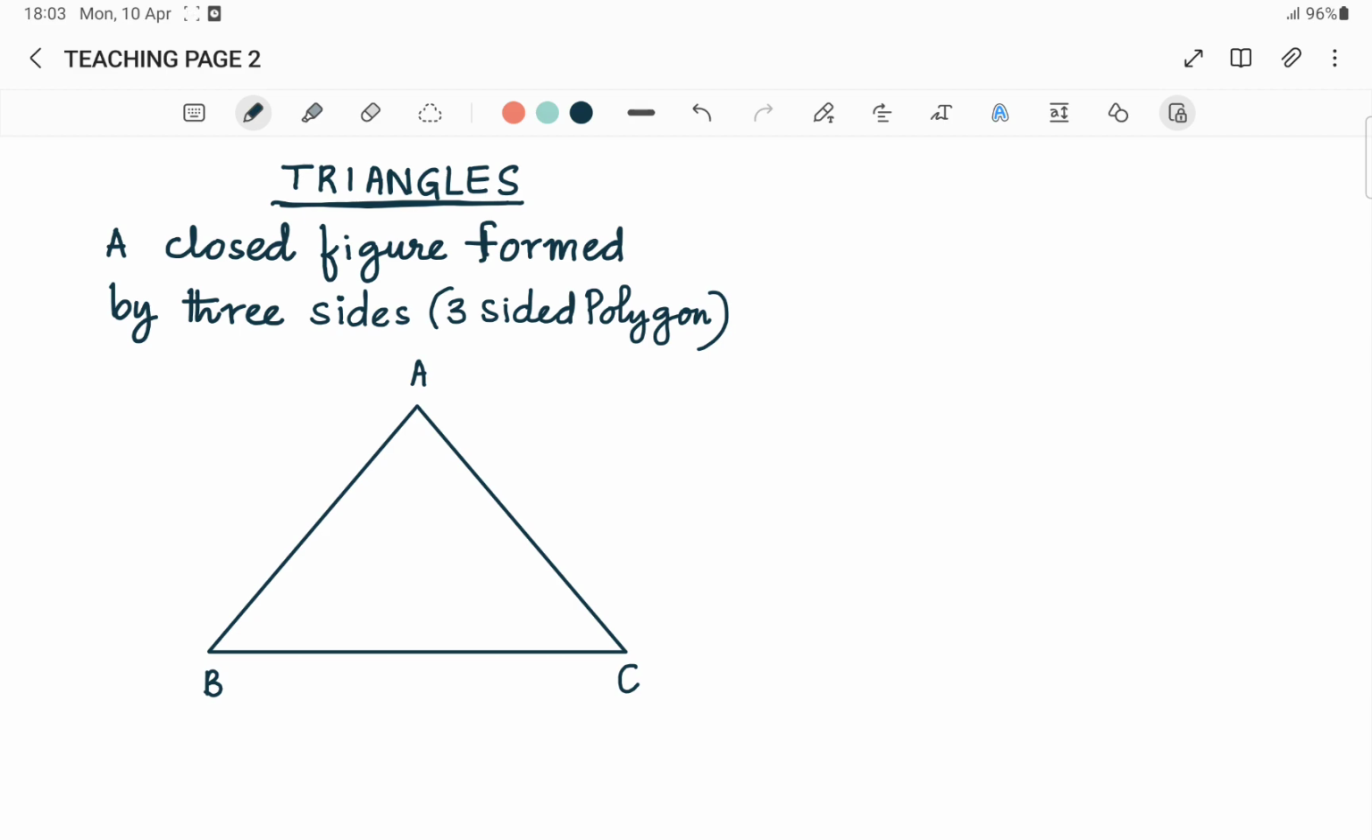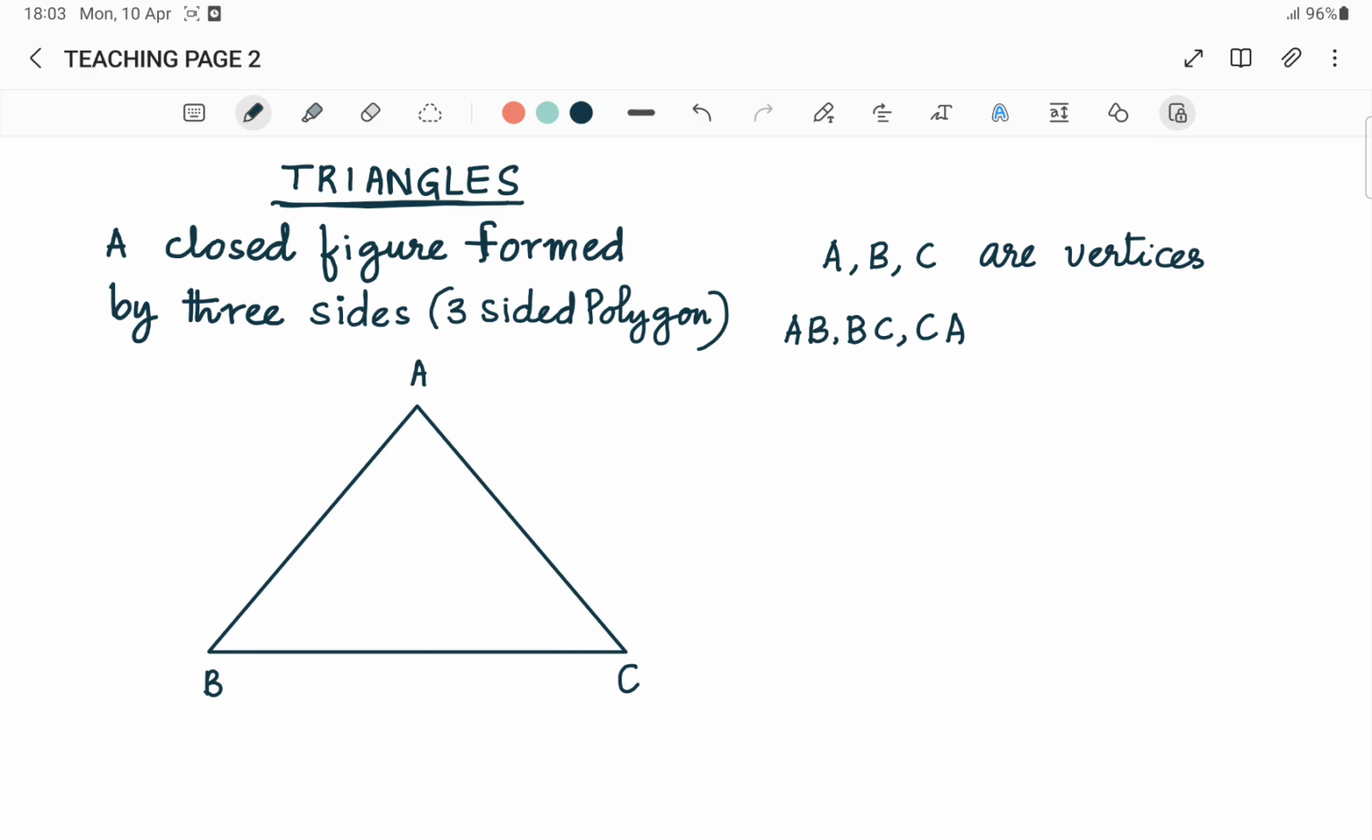A triangle has three vertices. So here I can say A, B, C are vertices. A triangle will have three sides. They are AB, BC and CA. You can represent sides of a triangle by using the small letters also.